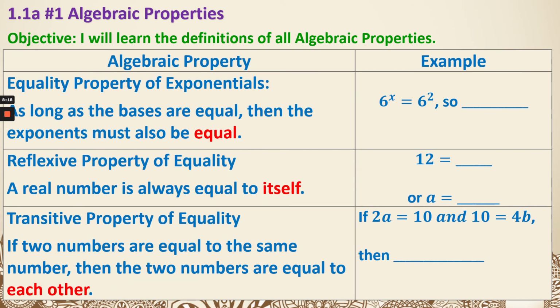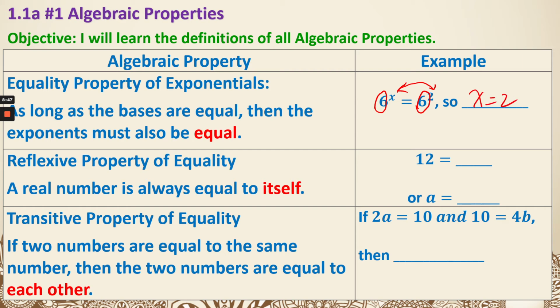Now we have 3 more. Equality property of exponentials. As long as the bases are equal, if you don't remember what bases are, the bigger number on the bottom, that's a base. So these two are the bases, 6 and 6, they are the same. If the bases are equal, then the exponents must also be equal. So we can conclude this x and the 2, that x actually equals 2.